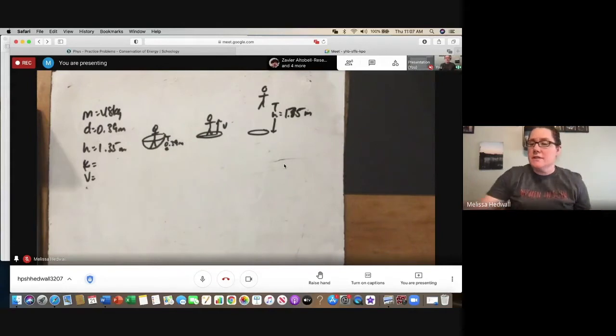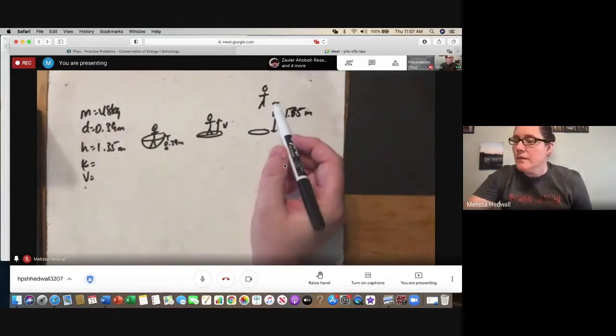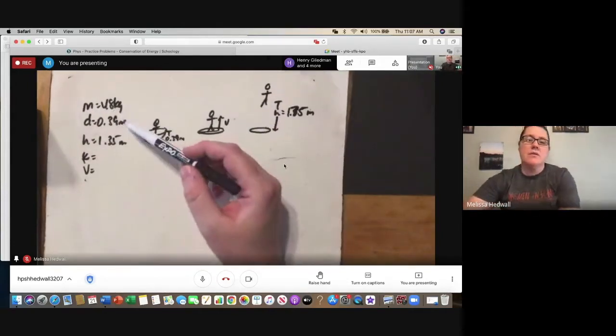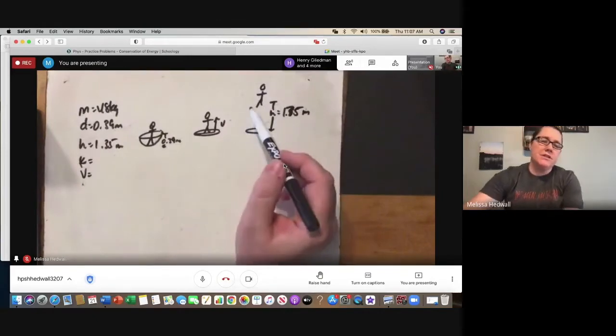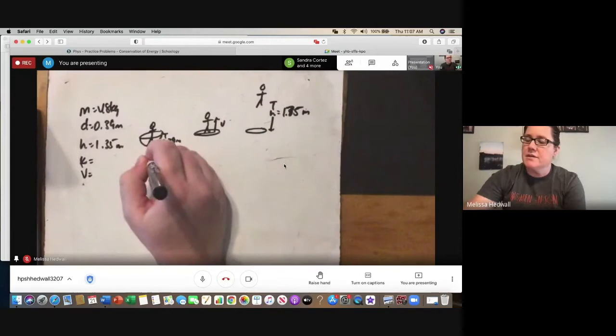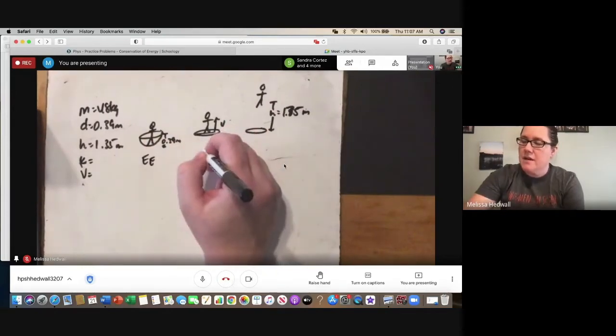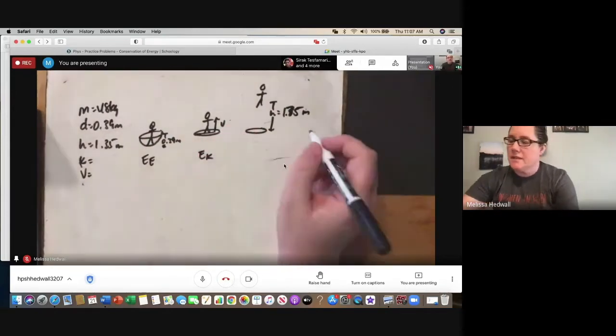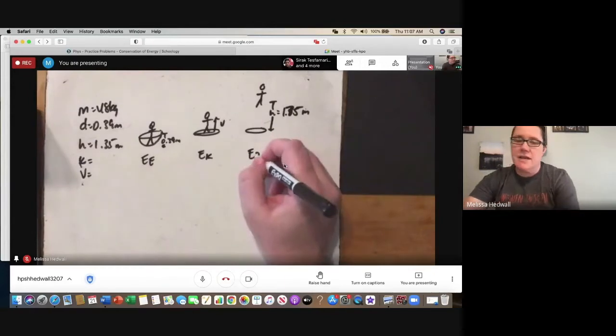What we do know is how high up he is, and we know the mass, and so we'll be able to use our potential energy to solve for that. So here we have elastic energy where it is stretched. Here we have kinetic energy moving the fastest, and then here we have potential energy at the top.